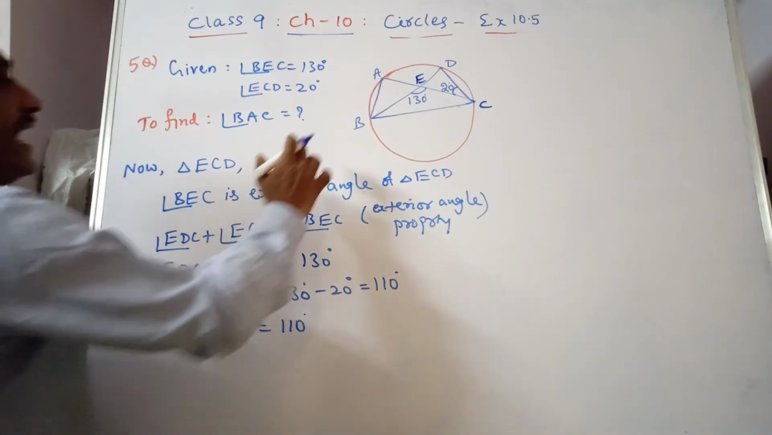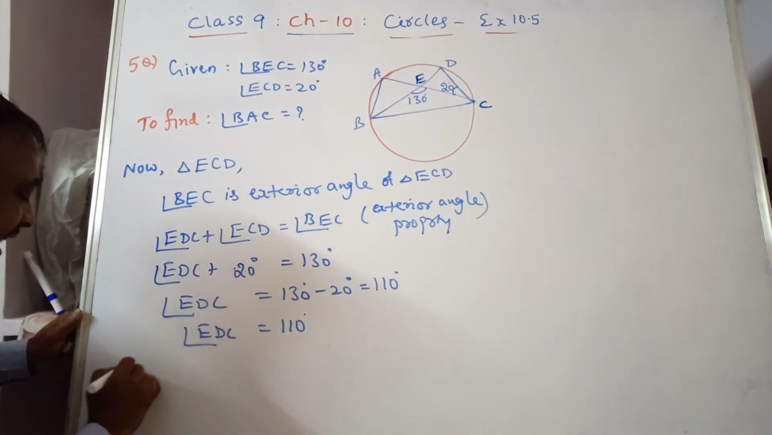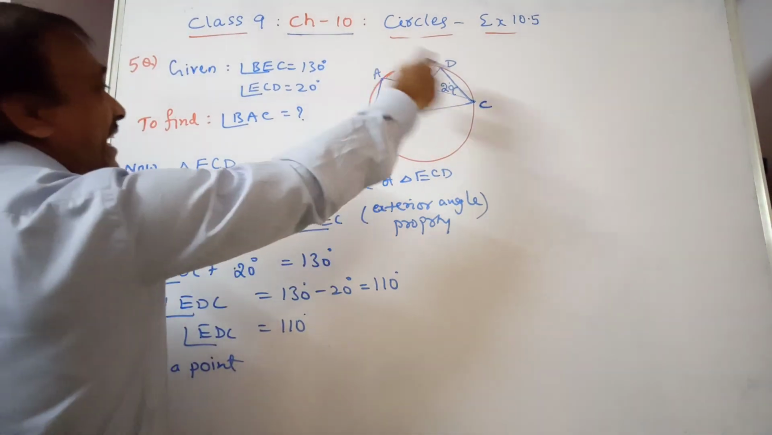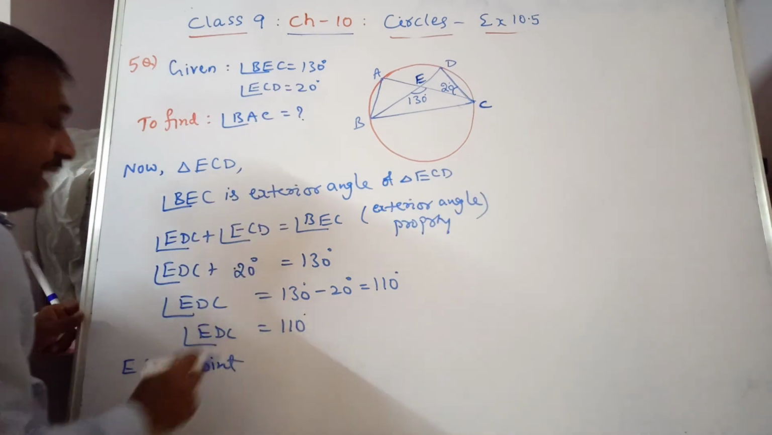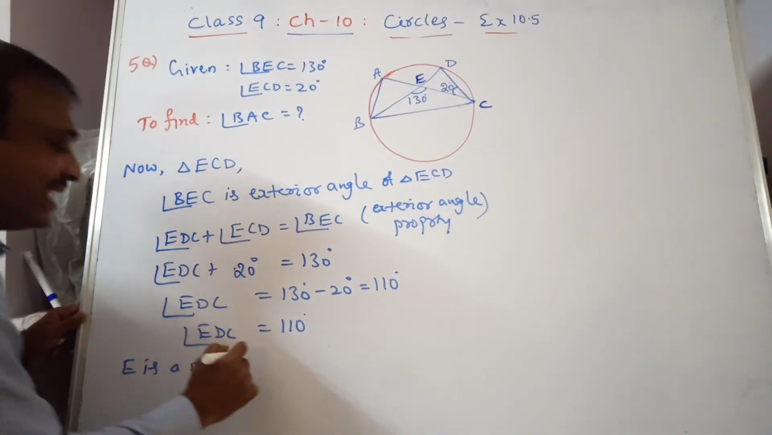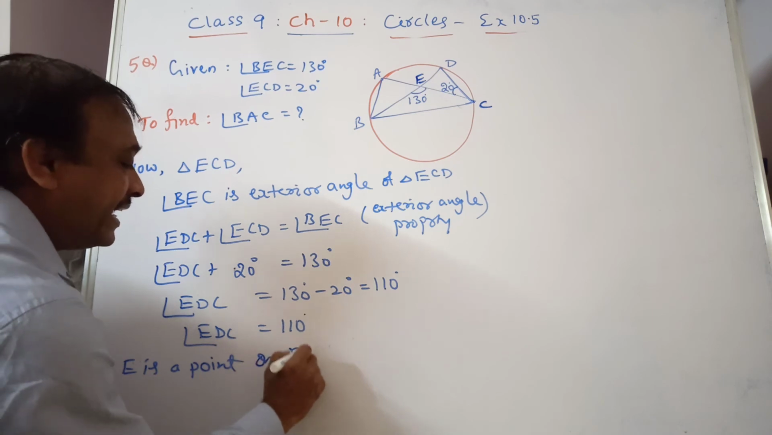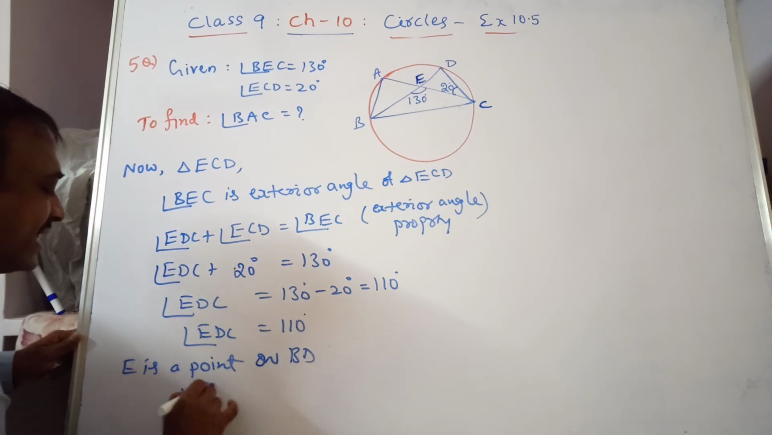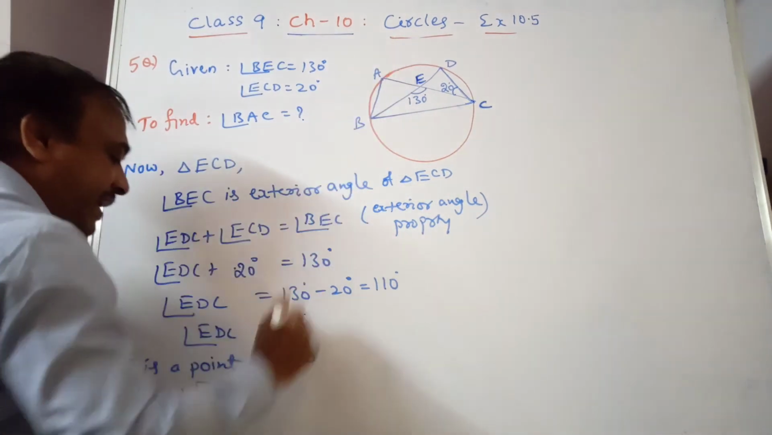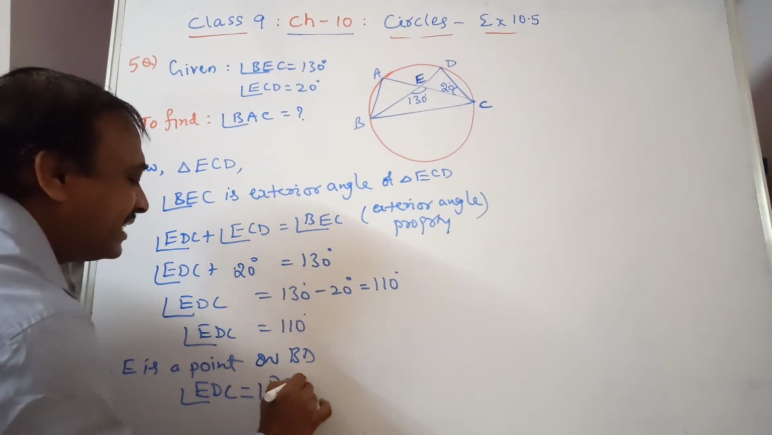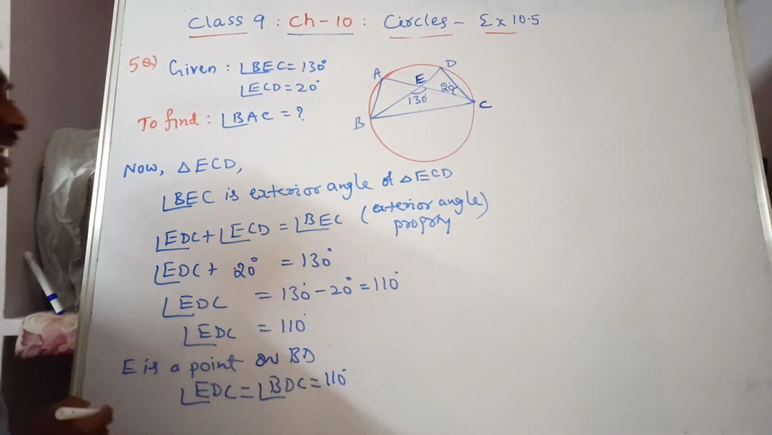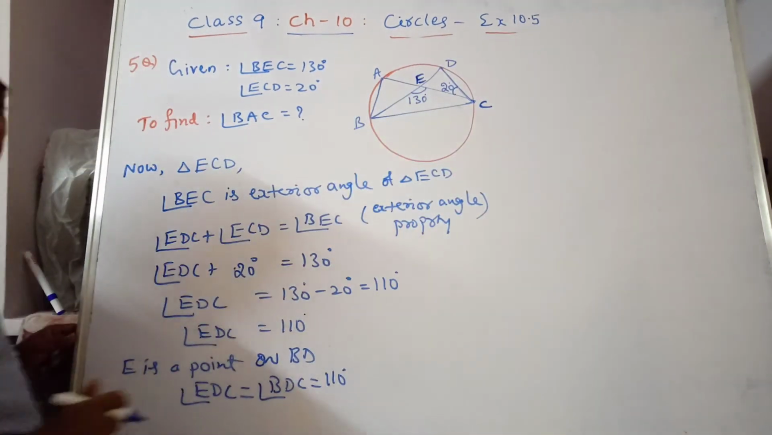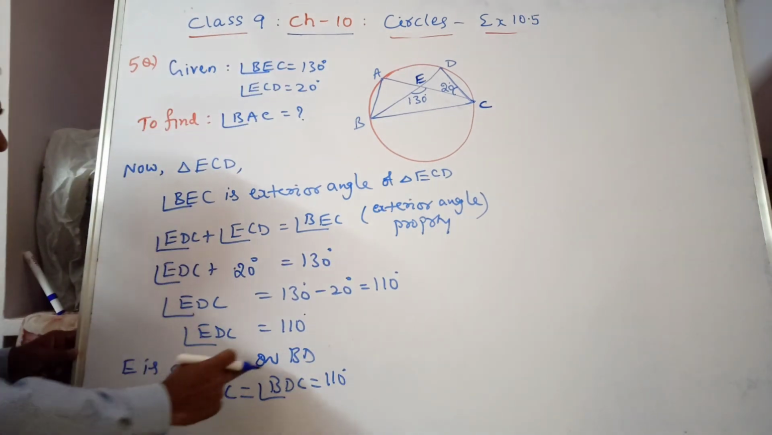If EDC is 110, E is a point on BD, because BD and AC are intersecting at E. Observe it. E is a point on BD. That means angle EDC is the same as angle BDC, which is equal to 110 degrees. So angle EDC or BDC, because E is a point on BD.